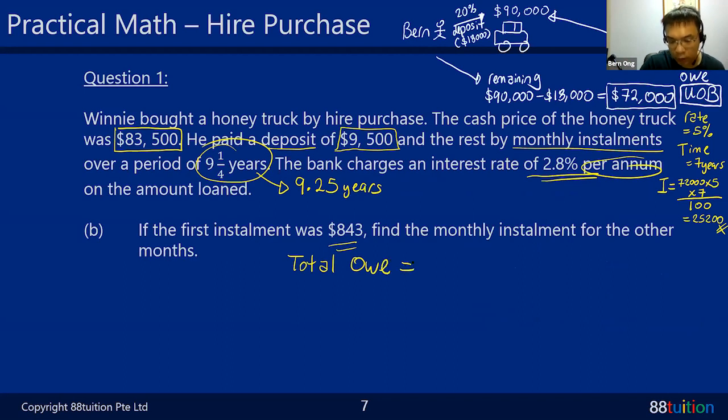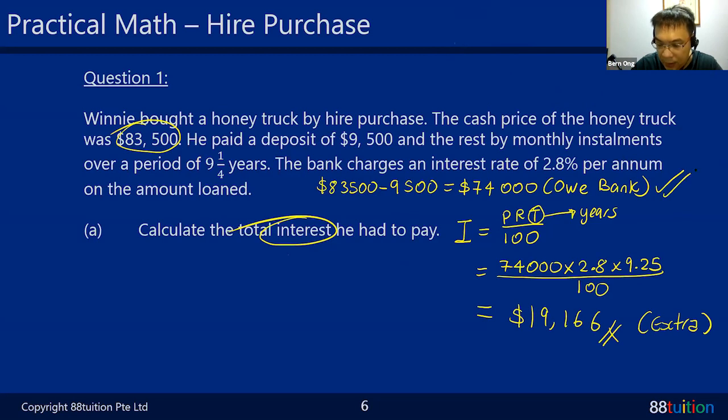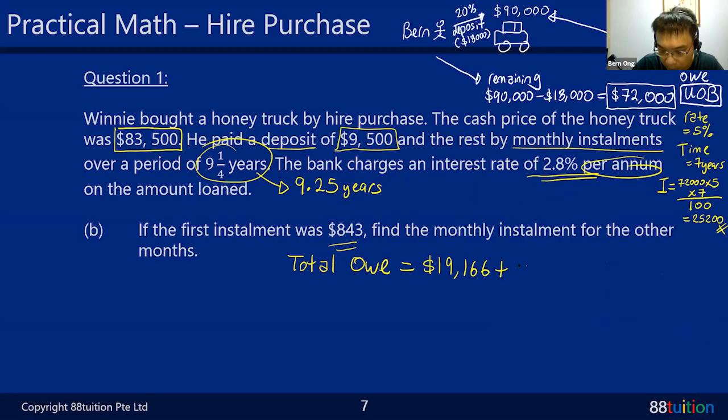How much is it? Remember the interest? The interest is 19,166. But not forgetting you still owe the bank 74,000. You still have to pay back your 74,000, of course. That is on top, and on top of that, you still have to pay the interest. So the total you owe the bank is 19,166 plus 74,000, which is $93,166.